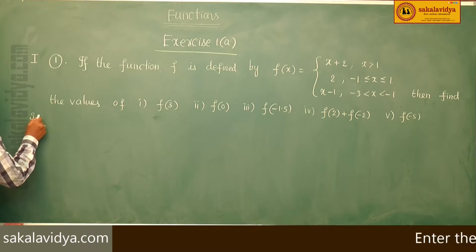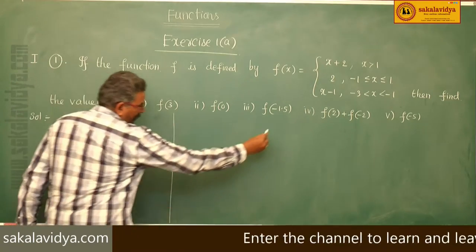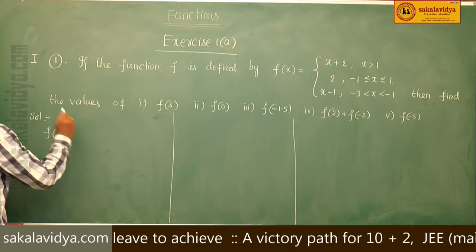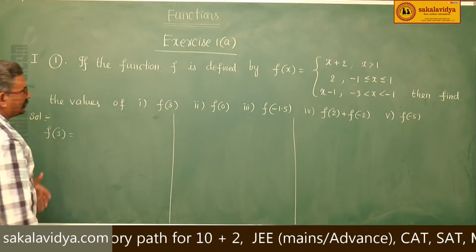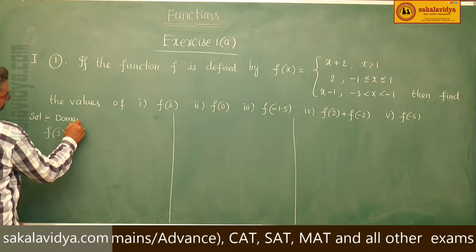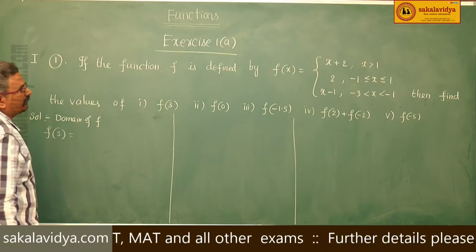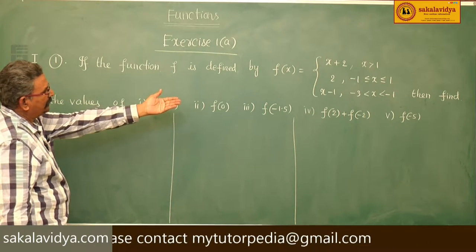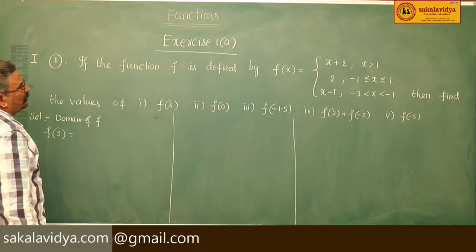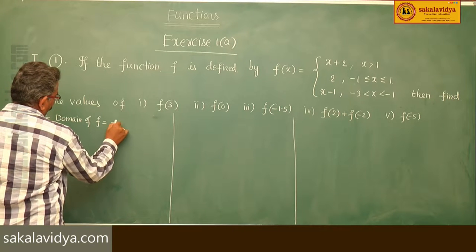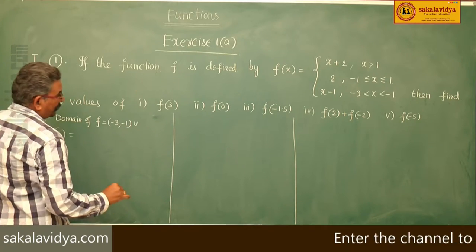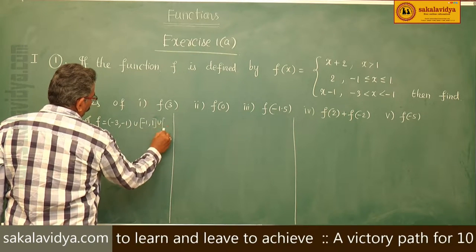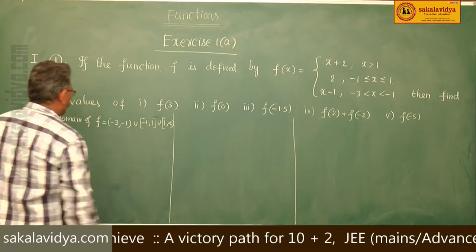Okay, first let us find out the respective values. F of 3. Before going to find these values, better write the domain of f. Domain of f means here x greater than 1, x lies between minus 1 and 1, and x lies between minus 3 and minus 1. So we can write minus 3 comma minus 1 union minus 1 comma 1 union 1 to infinity. This is the domain of the function.